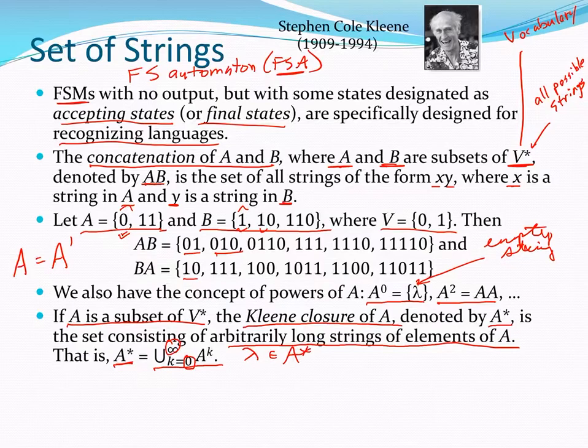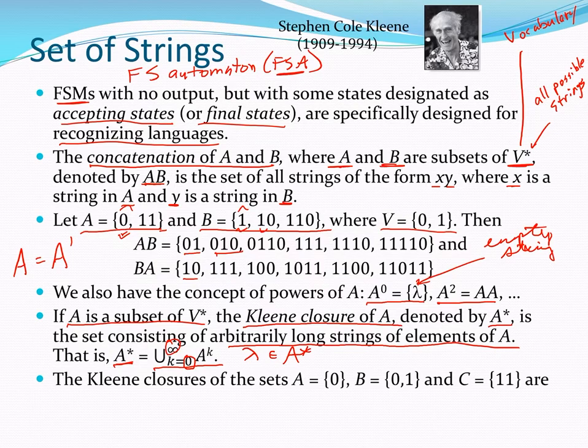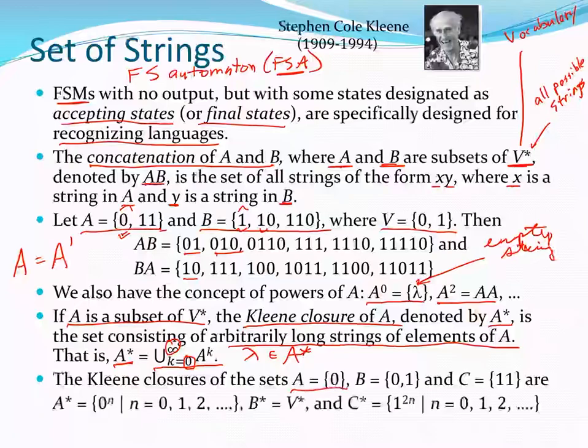Let's look at a couple of examples. If I have A equals {0}, what is A star? Well, it's just going to be the set of words that have only zeros of arbitrary length, including no zeros. Remember, lambda is also an element of that. So when n is 0, 0 to the 0 means no symbols at all, or the empty string. Of course, 1 would mean there's one 0, 2 would mean there are two zeros, etc.